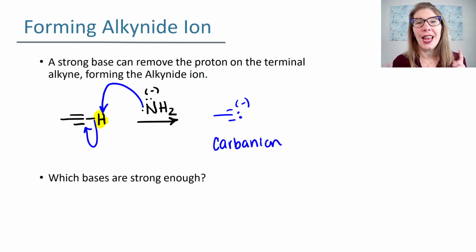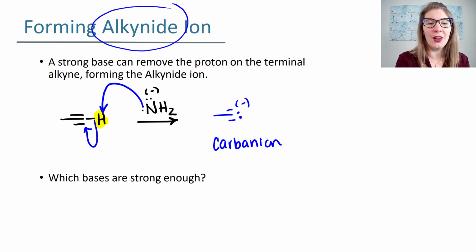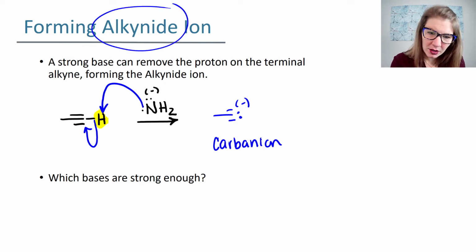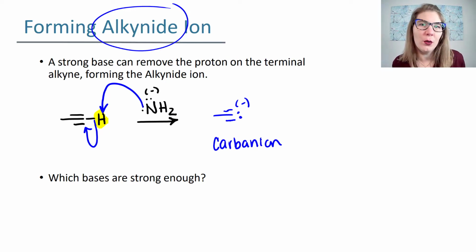And this one has a special name because the lone pair is on a carbon that's sp hybridized. It's called an alkynide ion. And I'm just going to pull that pi bond a little further. That looks good. So what bases are strong enough? Which ones are going to make the cut?